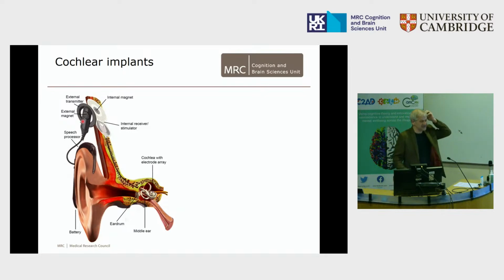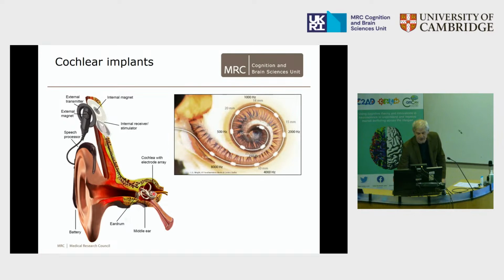This receiver stimulator then figures out what the exact pattern of electrical stimulation is going to be and transmits that information to an array of electrodes inside this tiny snail-shaped organ, the cochlea, which I showed you earlier. And here's an example of an implant type with 8 electrodes. And again, you can see there's the low frequencies at the apex and the high frequencies at the base. And these little whiskers you can see are the auditory nerve fibers coming up through the middle of the cochlea. And they're the bits which would normally synapse on the basilar membrane, but here we're directly stimulating them with electrical impulses.